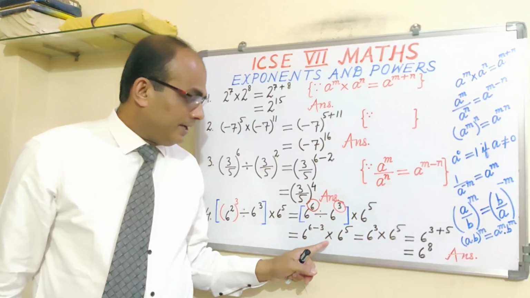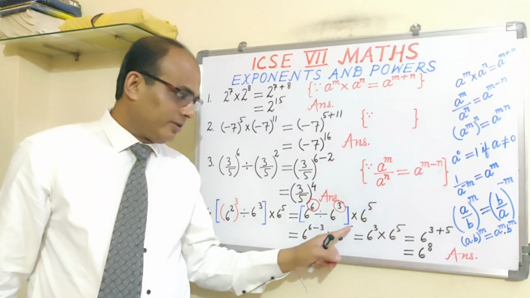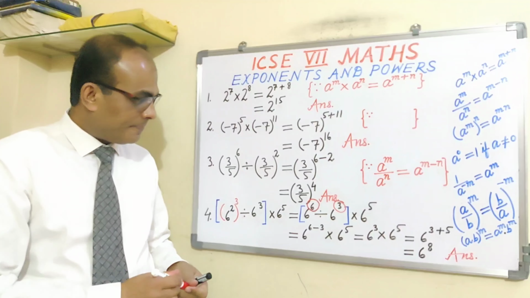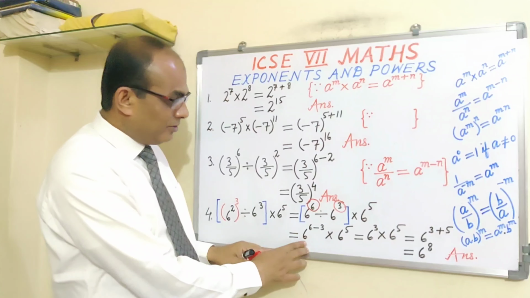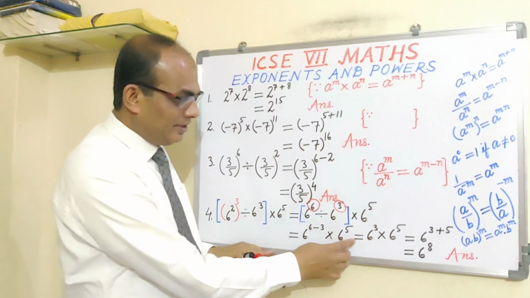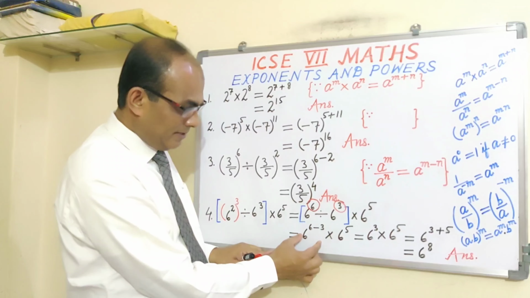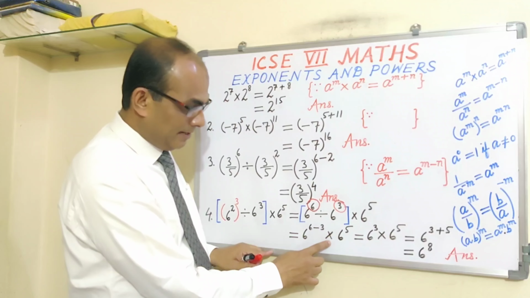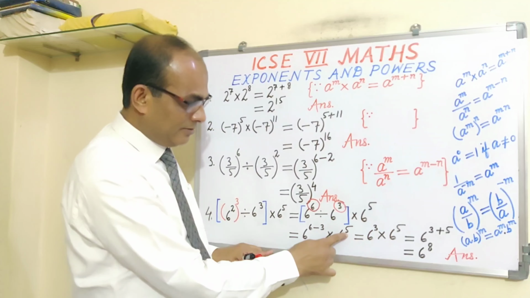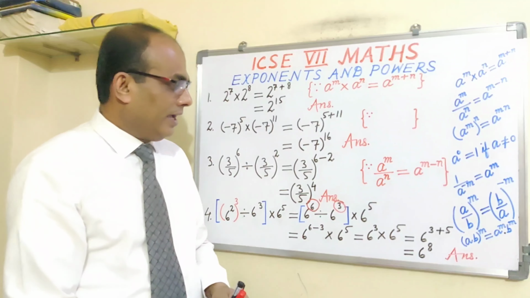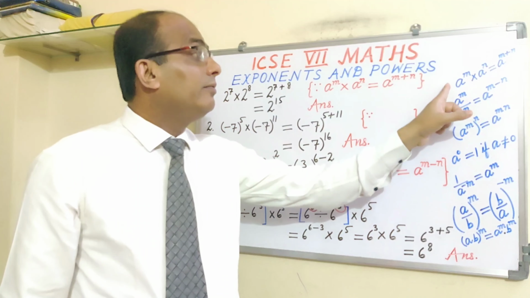And multiplied by 6 raised to the power 5, we are copying. Now 6 raised to the power 6 minus 3, that means 3. So 6 raised to the power 3, multiplied by 6 raised to the power 5. We copy.